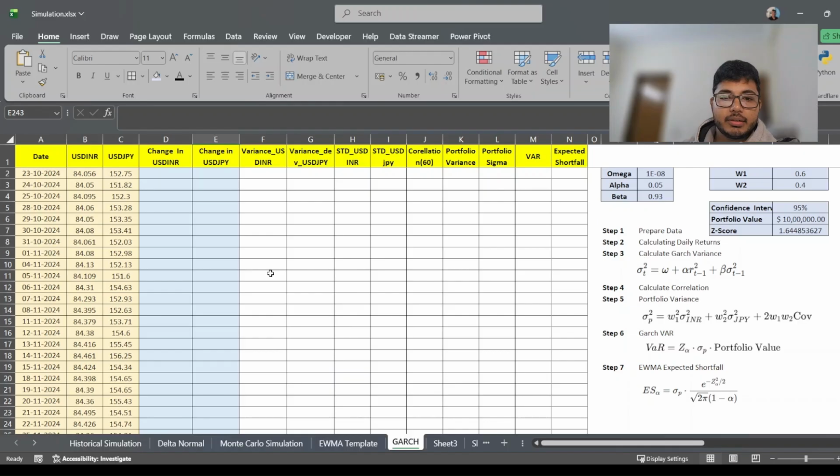If you are following my series, you would know that I am trying to implement all kinds of risk models on this particular portfolio consisting of dollar INR and dollar JPY over a 1 year window period, where my portfolio consists of weightage 60% dollar INR and 40% dollar JPY. And my portfolio total valuation is 1 million US dollar. So let's try to implement it here.